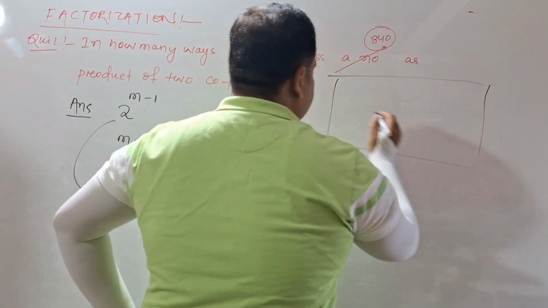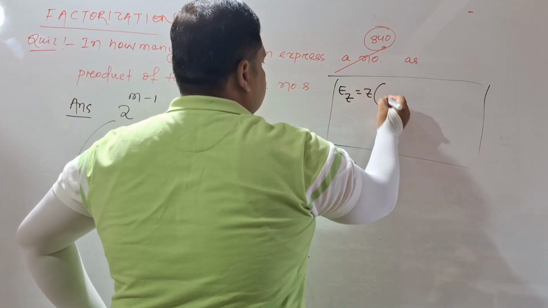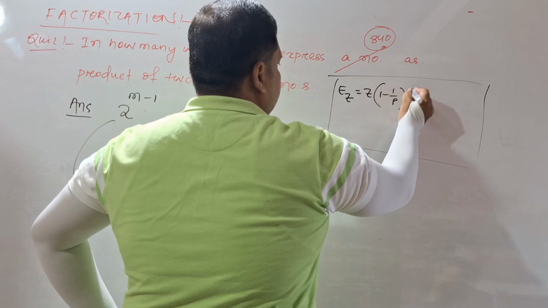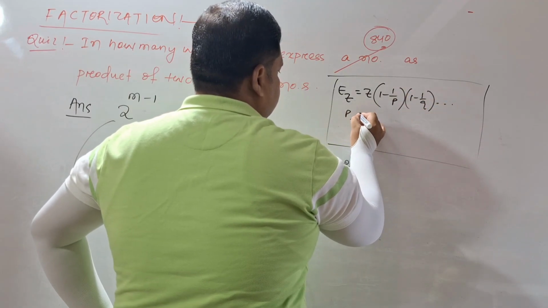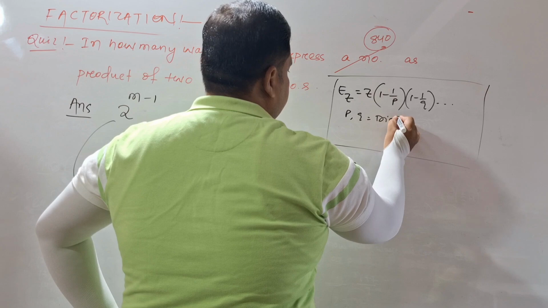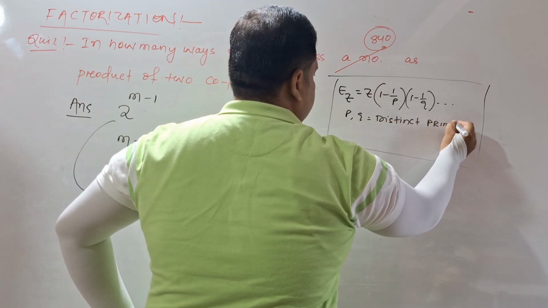So basically, here I will give you the hints on how to find Euler's number. Suppose the number is z. Write z first, times 1 minus 1 by p, whole, into 1 minus 1 by q, and so on, where p and q are the distinct prime factors. Distinct prime factors.